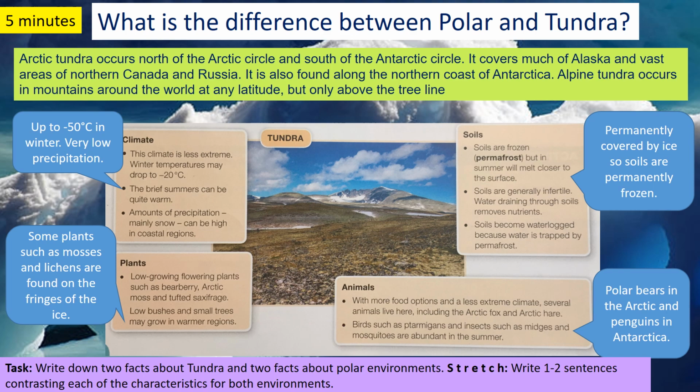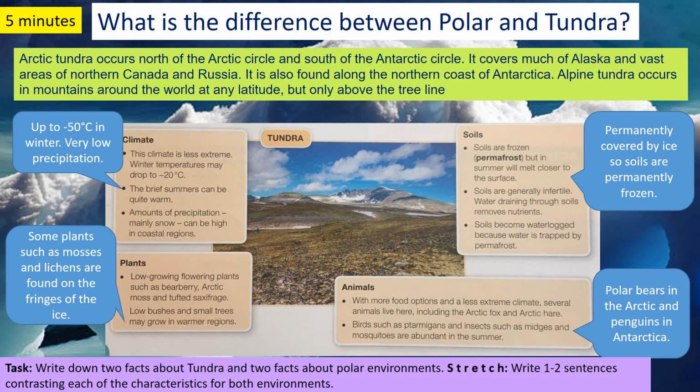So the climate in the tundra biome, temperatures can drop in winter to around -20 degrees Celsius. In polar environments, further towards the North and South Pole, they can drop to -50 degrees Celsius.